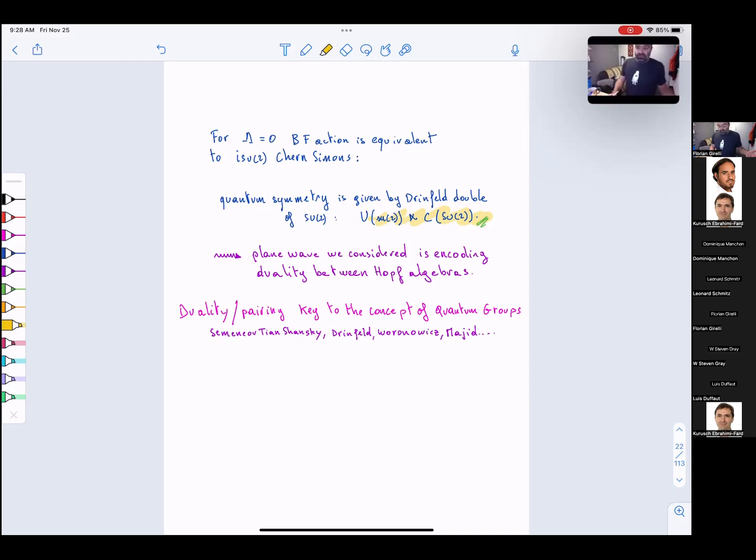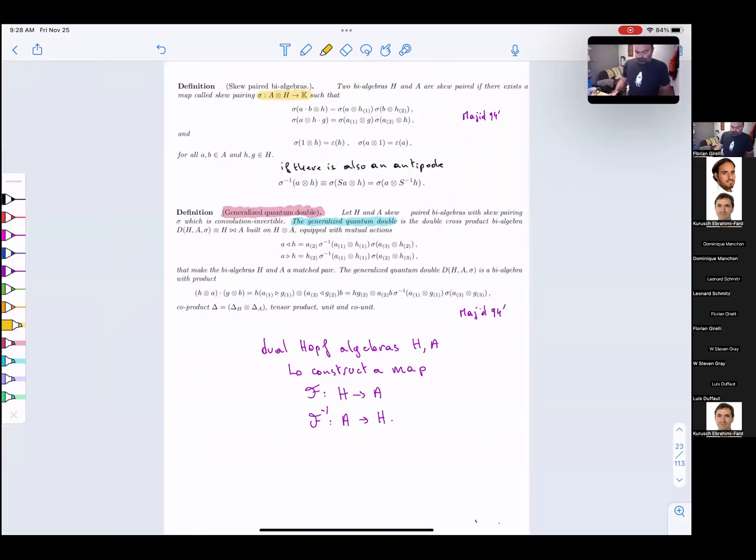And in fact, this has been done in general by Majid and many other people, and I want to take advantage of that. So first, I'm going to start with a pair of algebras or bi-algebras, and then you can also make them Hopf algebras.